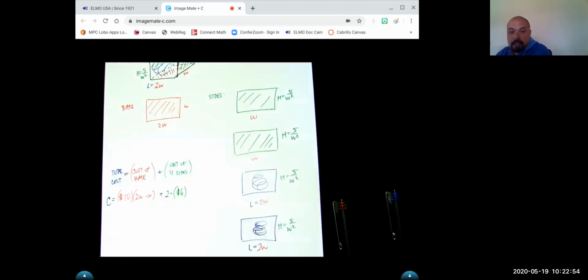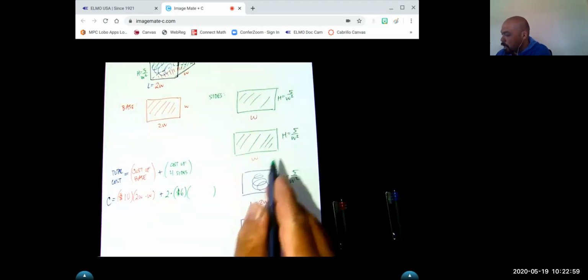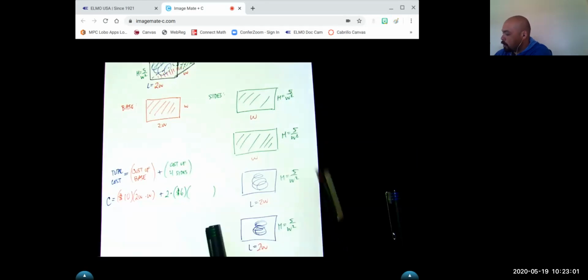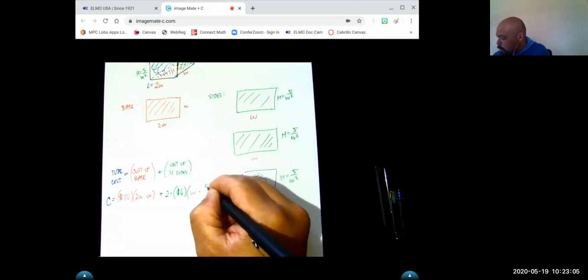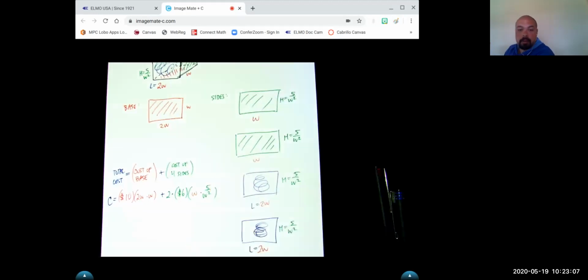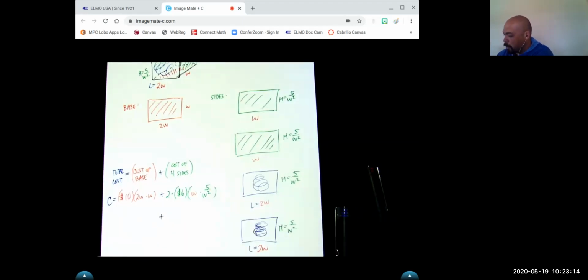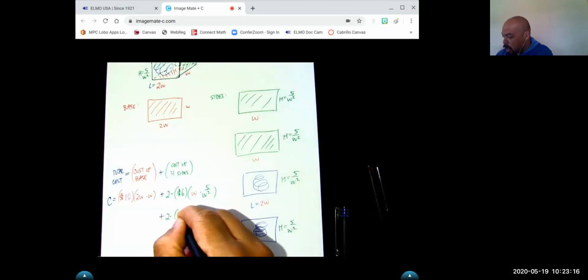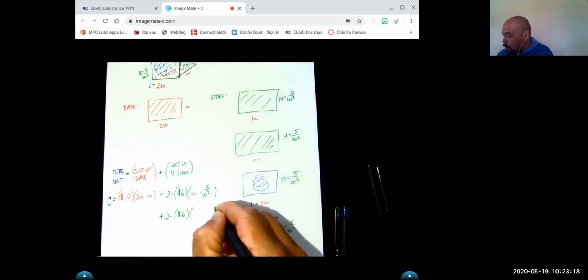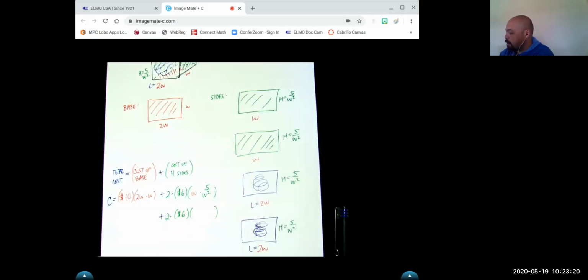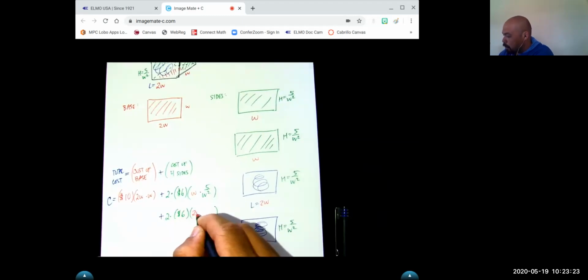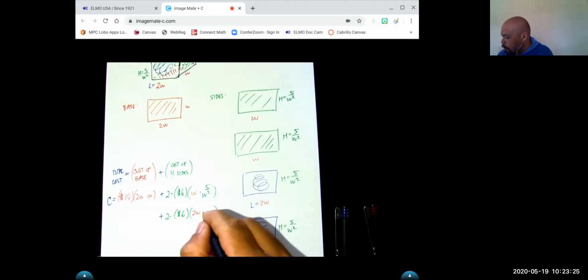There's my cost of these 2 sides, right? The sides here, the width times the height, like so. And then plus another 2, $6 for the sides. But now this one is going to have the length, 2W, times the height, 5 over W squared.